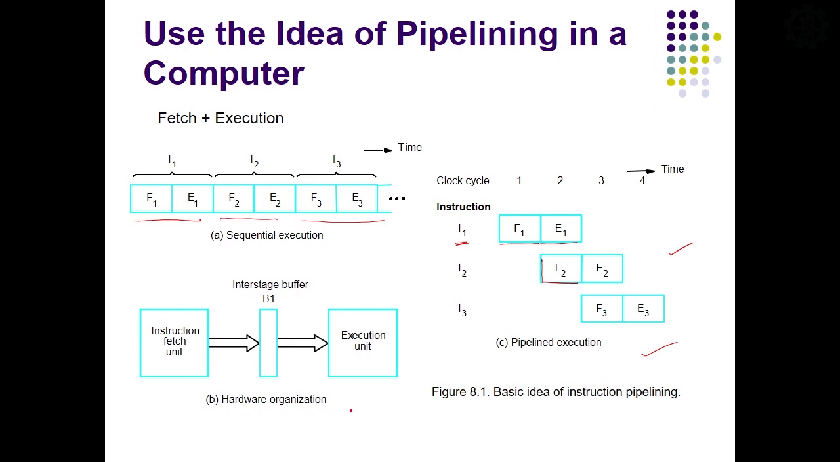What happens if you see the hardware organization? Let us say there is hardware responsible for instruction fetch, and then another hardware that is responsible for execution. Execution mostly happens in the ALU, because there you need to do some operation like addition or subtraction or any logical operation.